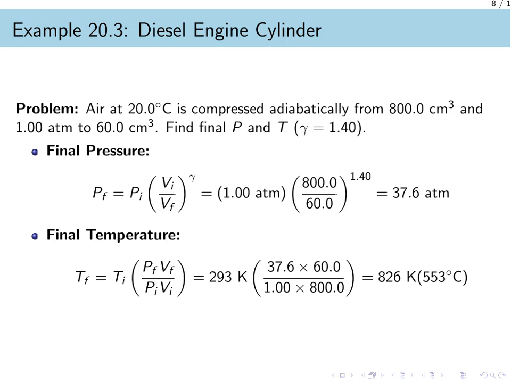To find the final temperature, we use the ratio of the final pressure and volume to the initial values. The temperature rises significantly from 293 Kelvin to 826 Kelvin, which is 553 degrees Celsius.